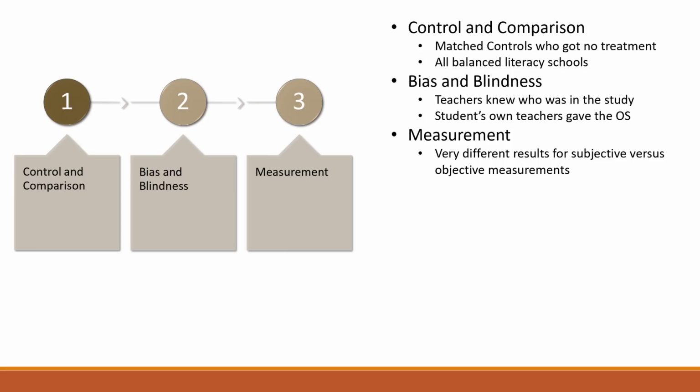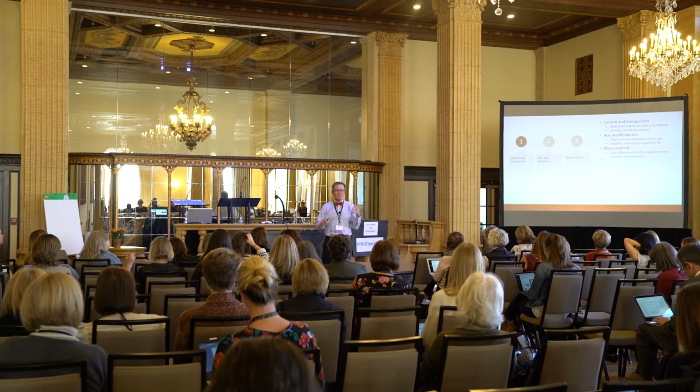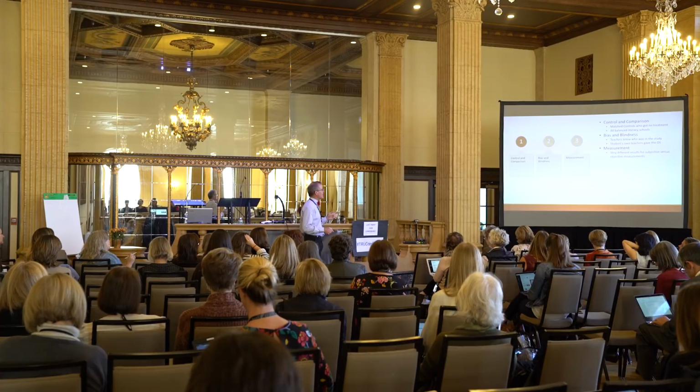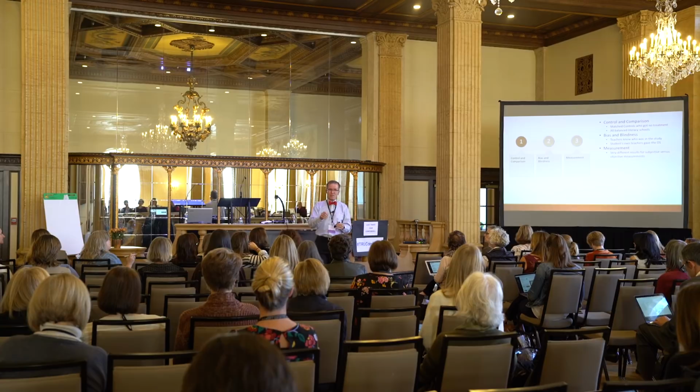Bias and blindness. Now, this is important. The teachers, who are all deeply committed to balanced literacy and all deeply trained in LLI, and many of them were also Reading Recovery teachers, knew who was in the study. And when they gave them the Observation Survey, which is one of the measures that was used, is the Observation Survey a subjective measure of reading or an objective measure of reading? It's subjective. That doesn't mean we dismiss it, but we keep the fact that it's subjective in our head. Their own teachers gave them the Observation Survey and made these subjective judgments.